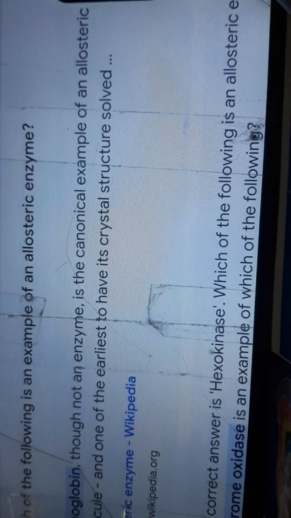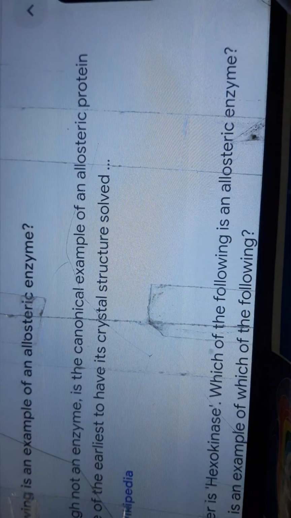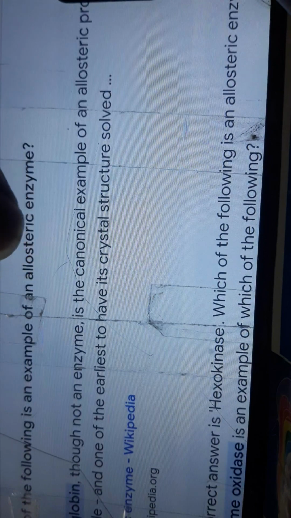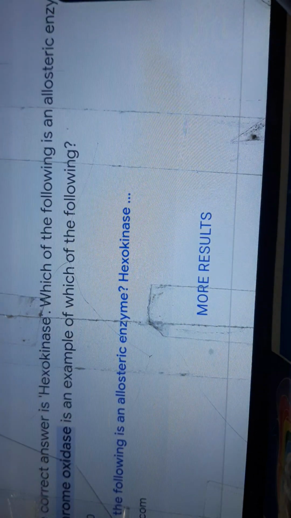Which of the following is an example of an allosteric enzyme? Hemoglobin, though not an enzyme, is the canonical example of an allosteric protein molecule and one of the earliest to have its crystal structure solved. So the correct answer is hexokinase. Which of the following is an allosteric enzyme? Cytochrome oxidase is an example of which of the following? Let's check this.